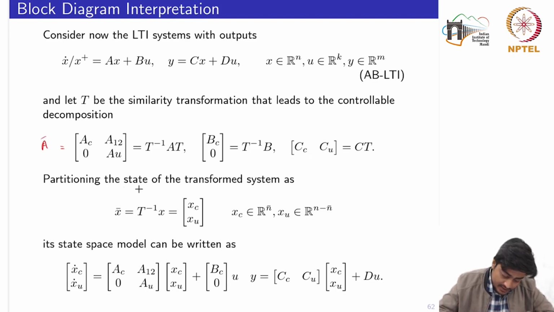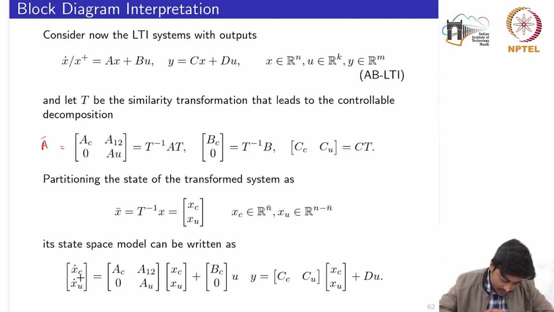Okay, and partitioning the state of the transformed system as XC and XU. So the idea of introducing C and U in the subscript of the matrices and the vector from the beginning is to come to this point where we can explicitly show which states are controllable and which states are uncontrollable. Okay, and with respect to those controllable and uncontrollable states, what are the associated matrices? So AC is associated with the vector XC, and AU is associated with the state vector which is uncontrollable.